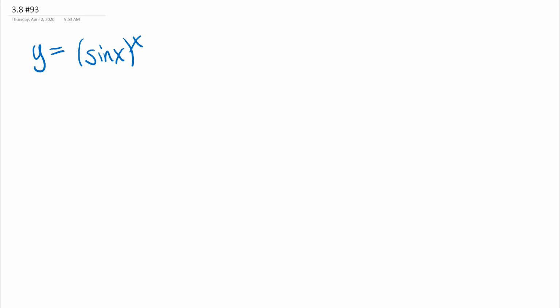Okay, this is from section 3.8, problem 93, one of the homework questions we didn't have time for in class. So this is the function we're given, and we are supposed to find dy/dx. And I think the instructions tell you to use logarithmic differentiation, but the other thing you should recognize is why you need to do that.